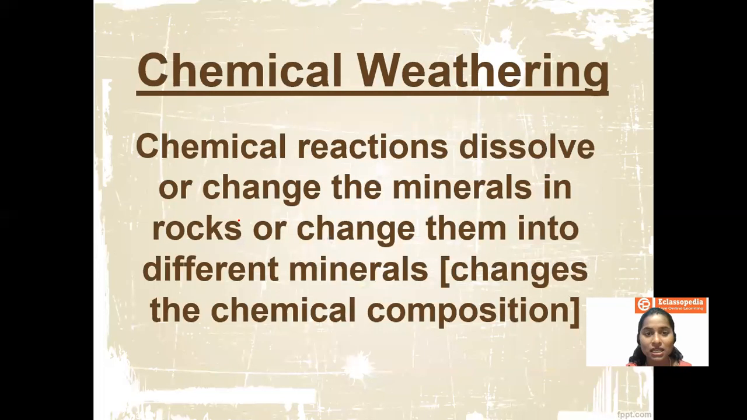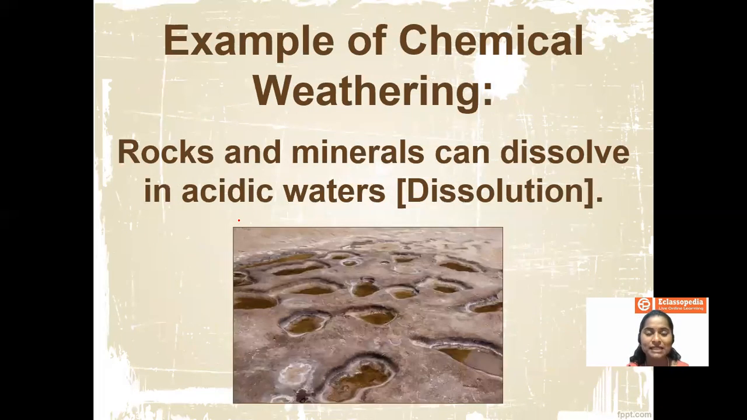Now let us see chemical weathering. As we already discussed, chemical weathering actually makes a difference in the chemical composition of the rock. And one of the examples is rain with acids in it. These acids can dissolve or digest the rock.